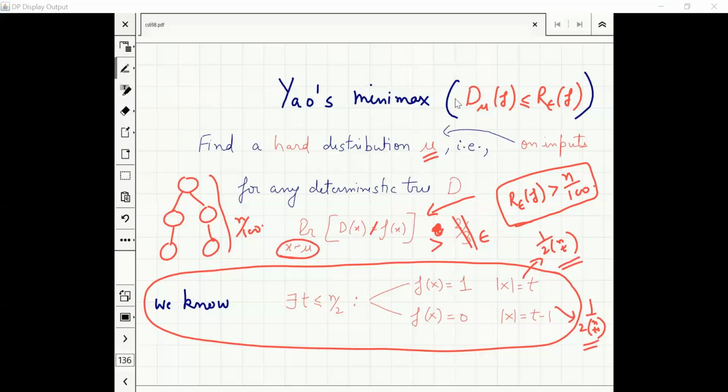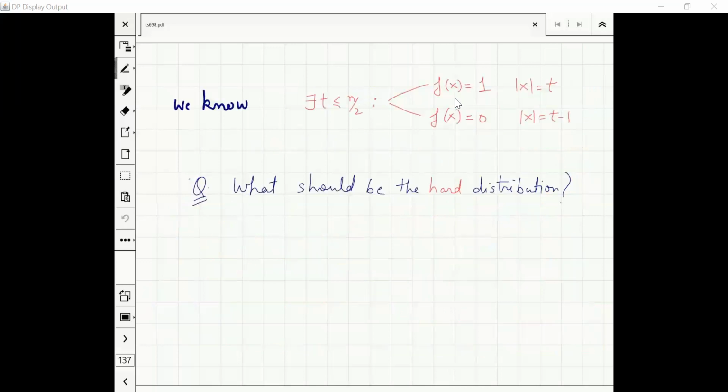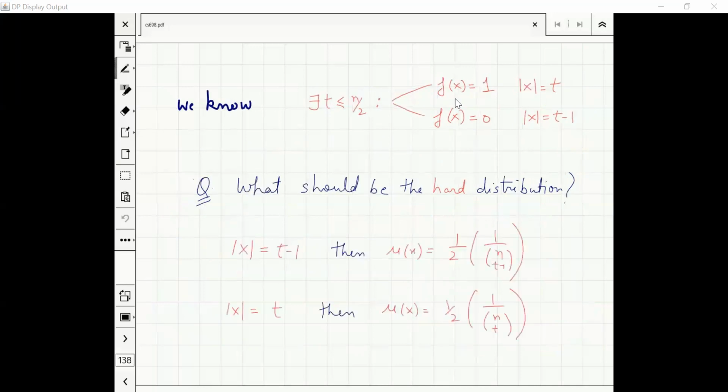Yes, sounds good. So I have to fix a particular deterministic tree and analyze how many inputs I can get the correct answer on. Under this hard distribution, no deterministic tree of depth n by 100 should work well, should have the failure probability less than a constant.